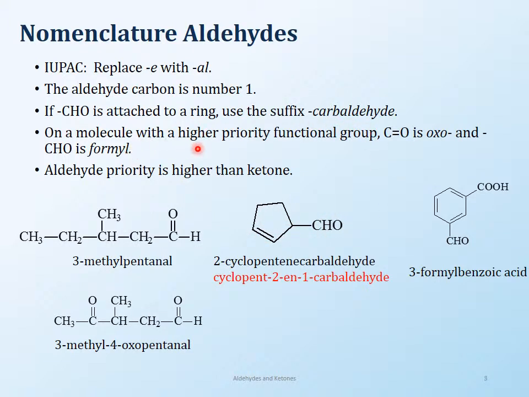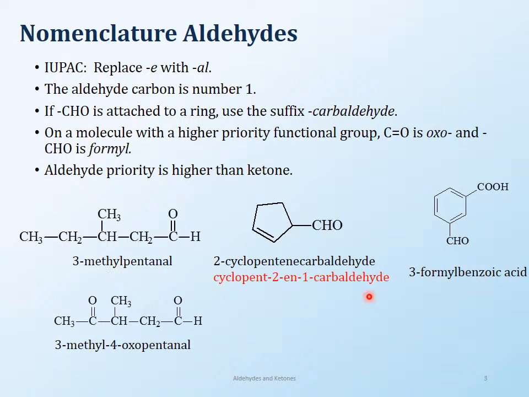If in a molecule you have a ketone as well as a CHO group, and something else has higher priority than that, and something else that has higher priority is actually carboxylic acid, then the CHO group will be called formyl, and the C double bond O as a keto group would be called oxo, and we'll see some examples of that also. Between the aldehyde and a ketone, aldehyde gets priority because it's a terminal group.